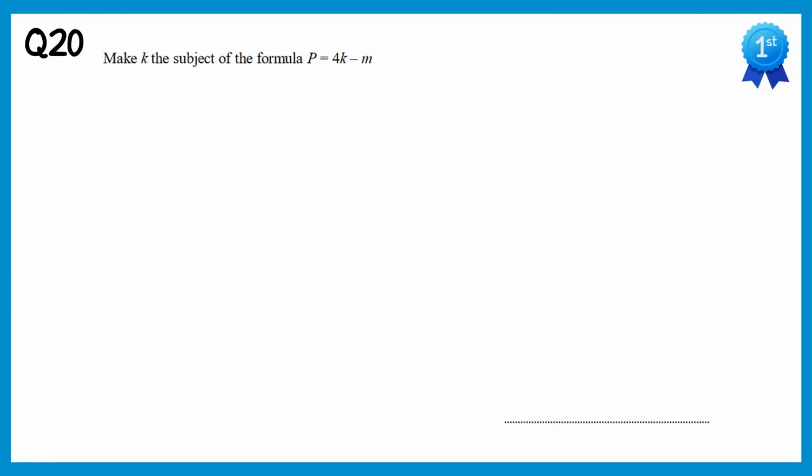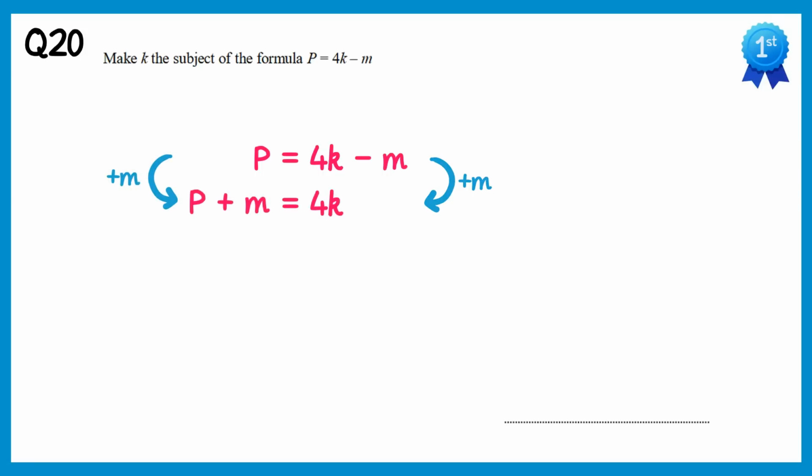For this question, I need to make k the subject. This means I need to write it so it says k equals. So if we write the formula out, the first thing I would do is deal with the negative m by adding m to both sides. If you add it to the right hand side, the m's will cancel, so you get 4k. If you add m to the left hand side, you just get p plus m.